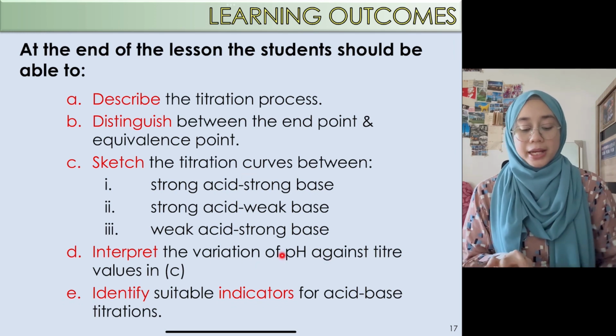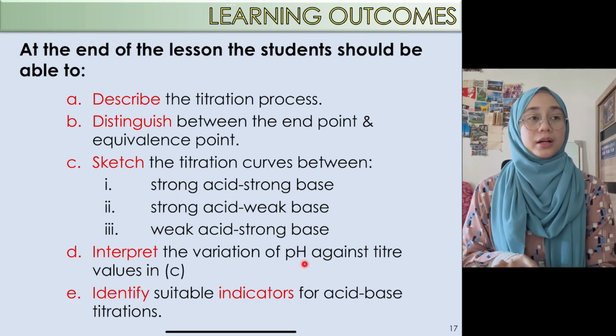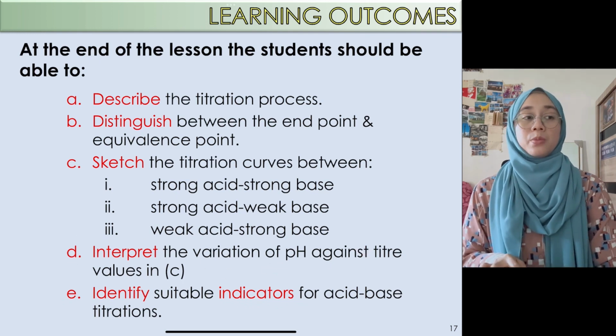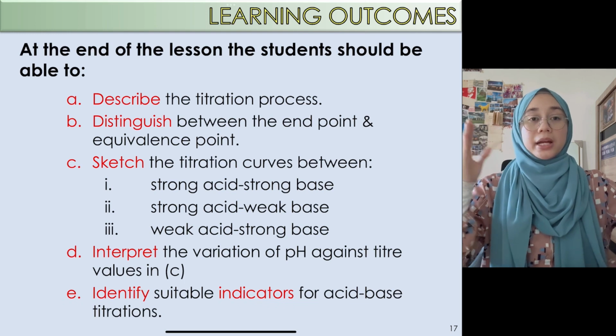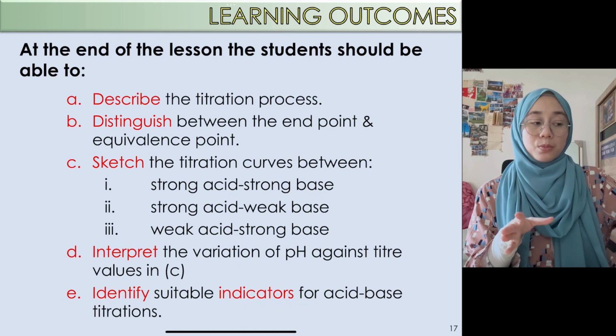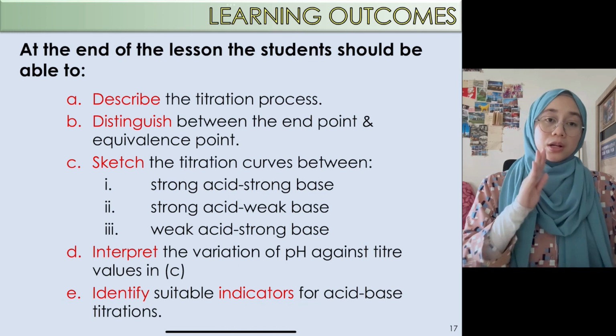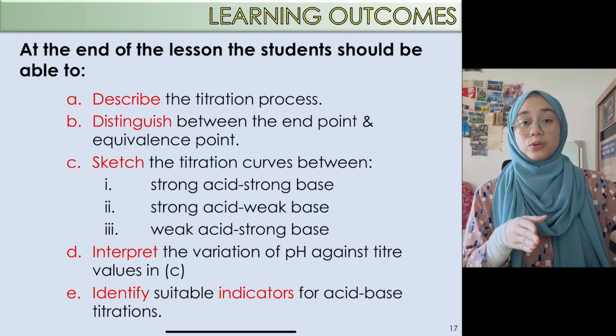Interpret the variation of pH against titer value in C. So ini sebenarnya adalah kita nak tengok calculation part sebenarnya. Bukan setakat kita tahu macam mana nak interpret dalam bentuk ayat je, but then kalau diberi value kepada kamu and then you are asked to find the pH sebelum equivalence point, selepas equivalence point, you should be able to do it lah juga.